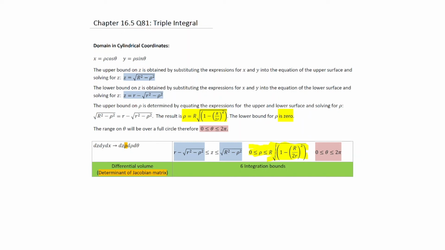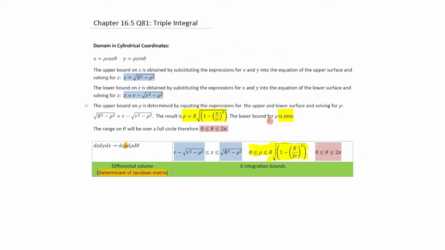If we do that, we end up with the expression that you see here. For the lower bound on z, you get that by substituting the expressions for x and y into the equation of the lower surface and solving for z, and you end up with this expression. The upper bound on rho is determined by equating the expressions for the upper and lower surface, that's these two, and solving for rho. So solving these, we end up basically with rho having this form.